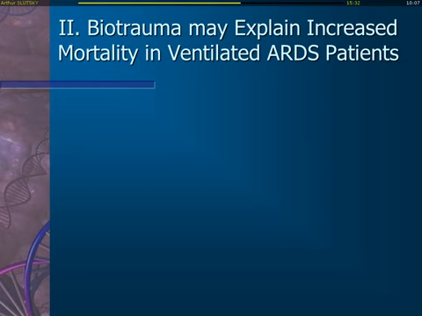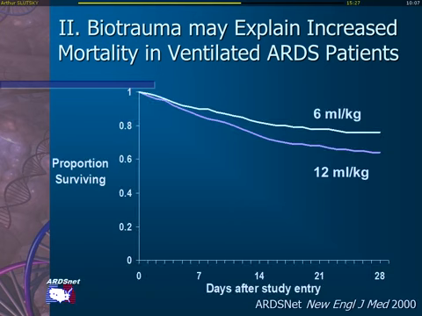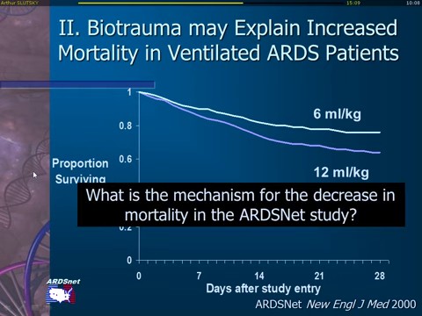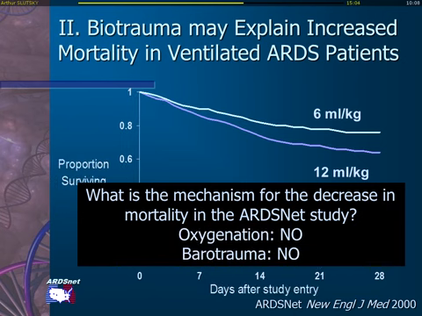Secondly, why this I think is important is it might explain the increased mortality in ventilated ARDS patients. I showed you this. This is one of my first slides to show you the decrease in mortality in the ARDS study published in 2000. And so the question is, why did this group with the smaller tidal volume do better? What was it about that group? Well, what's the mechanism for the decrease in mortality? Well, it turns out it wasn't related to oxygenation. In fact, this group here, 6 ml per kilo, had somewhat worse oxygenation at the end of the first 2 to 3 days than this group here.